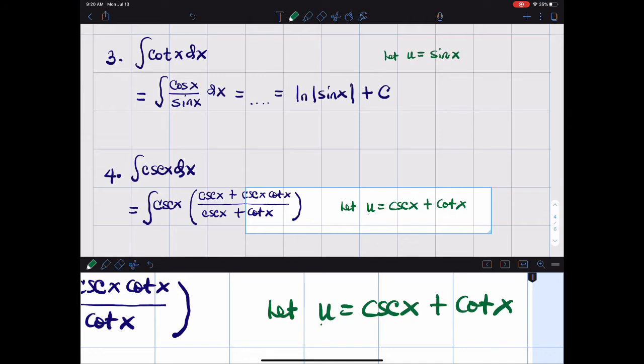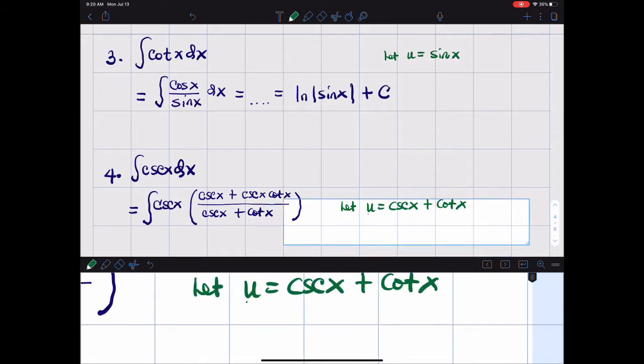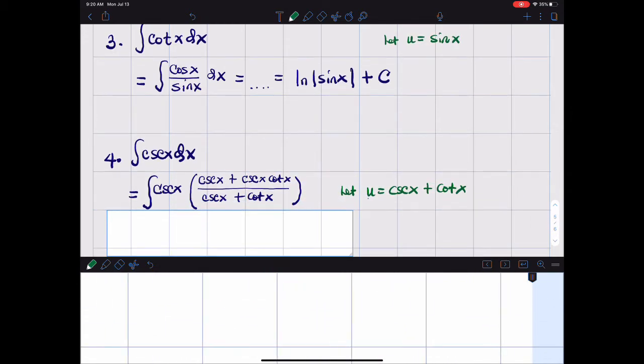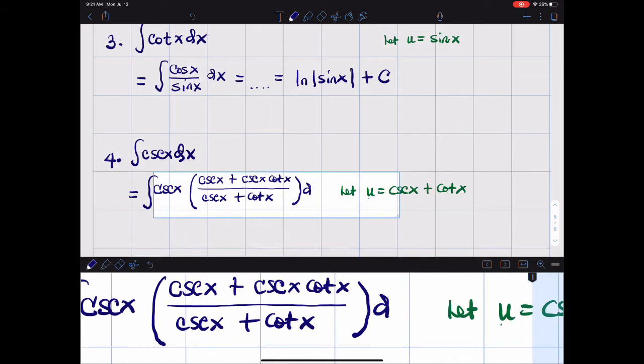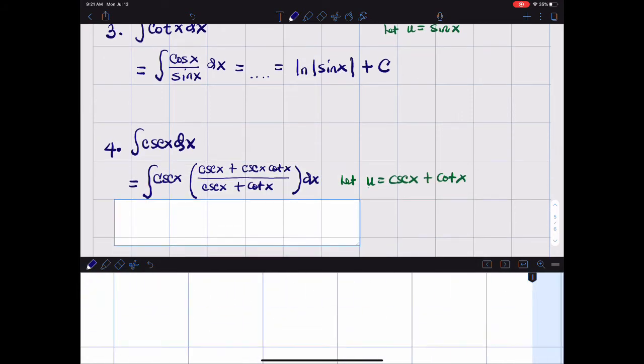All right, so if you do this right, I want you to pause and try this yourself, but I'm going to write the answer and then you can come back and check if you got the same answer. All right, so pause and then come back.